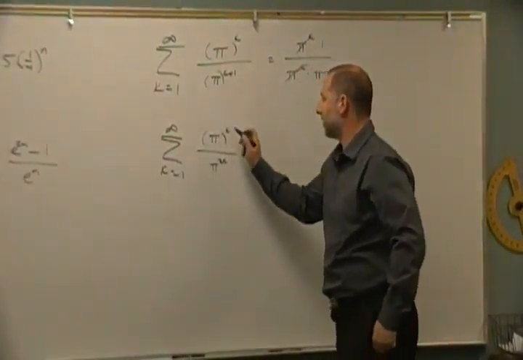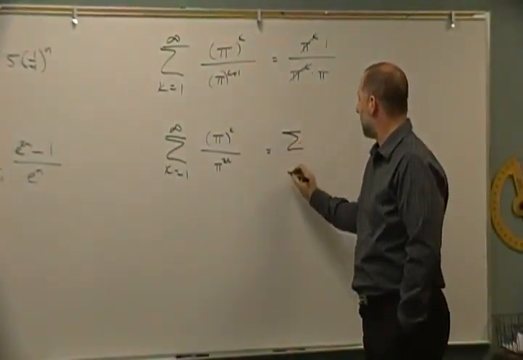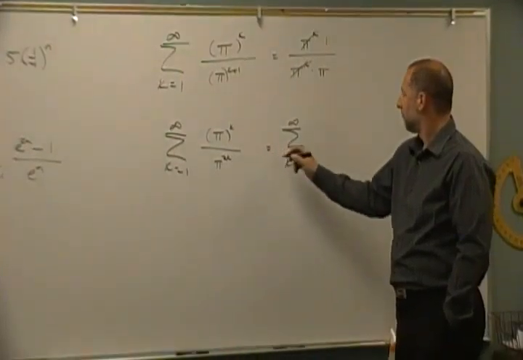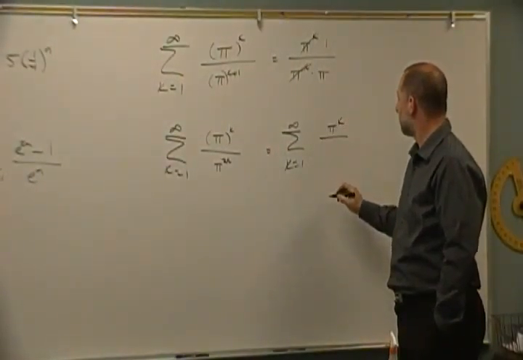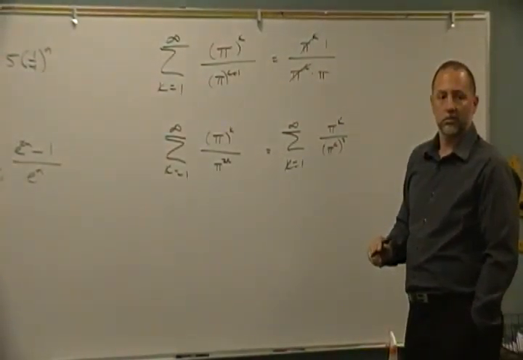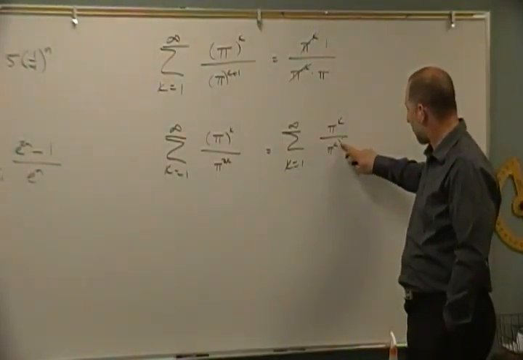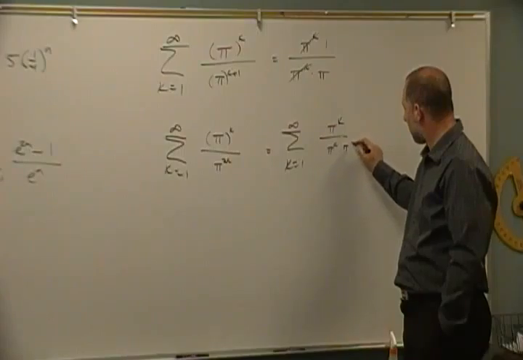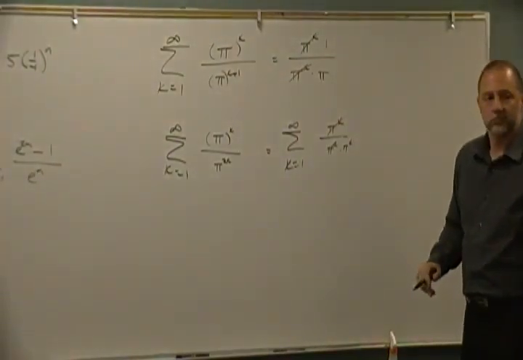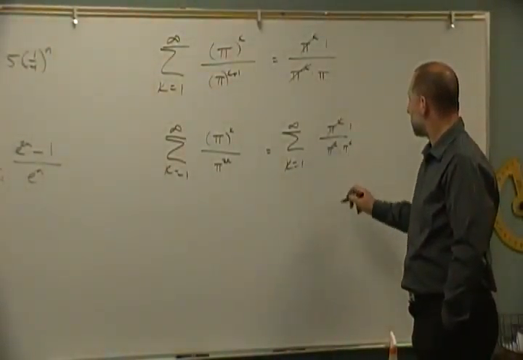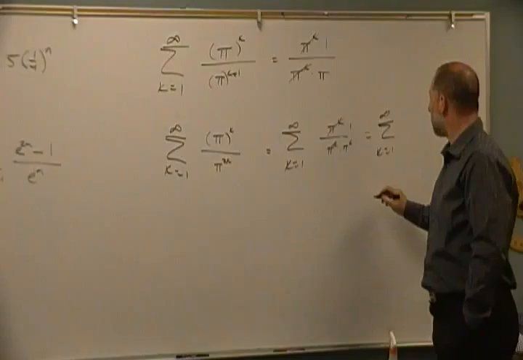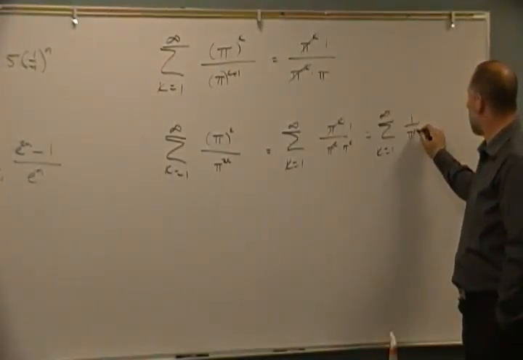Okay, let's manipulate this so it looks friendlier. I have the sum from k equals 1 to infinity of pi to the k times pi to the k squared. So how can I rewrite that? How about if we write that as pi over k times pi over k? So this is the sum from k equals 1 to infinity of 1 over pi to the k.